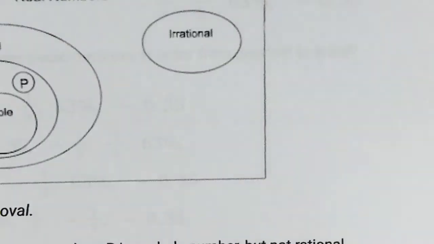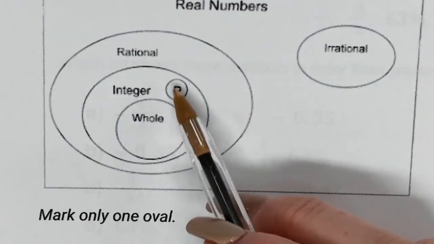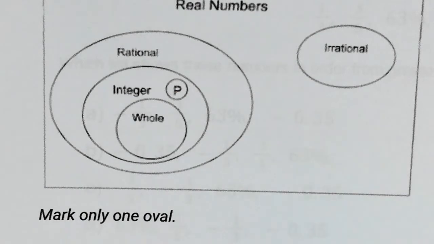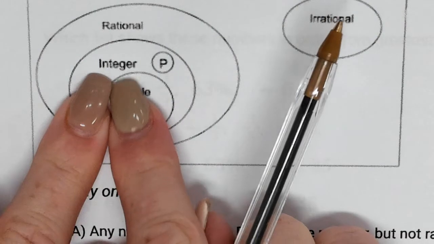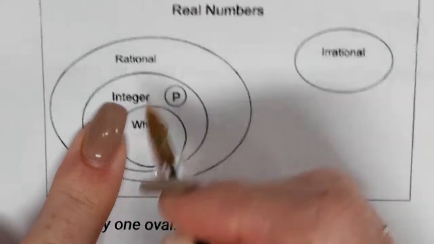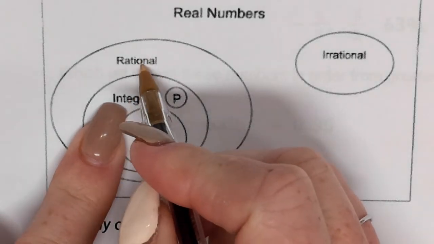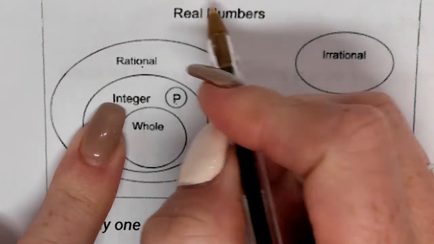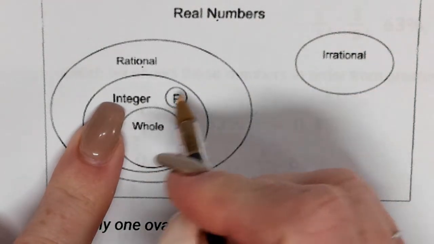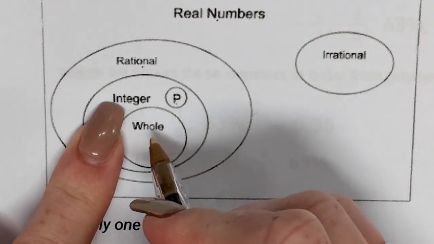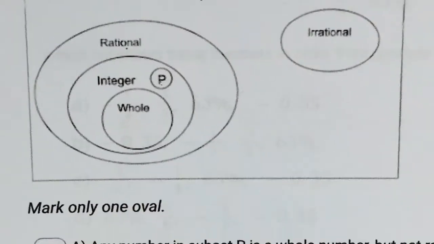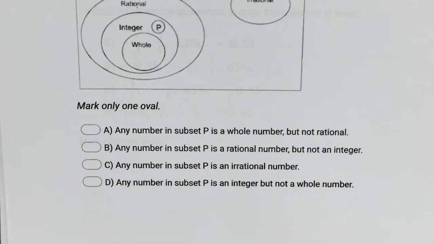Okay, so this picture says, they're wanting you to look at P. And they're saying, what kind of number is P? Well, P is a what? And if it's an integer, what is it also? And if it's an integer, it's also rational, but it probably is not whole. Do y'all see that? So we're picking the answer that interprets this correctly.